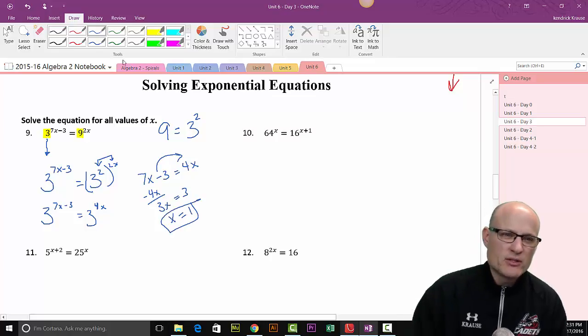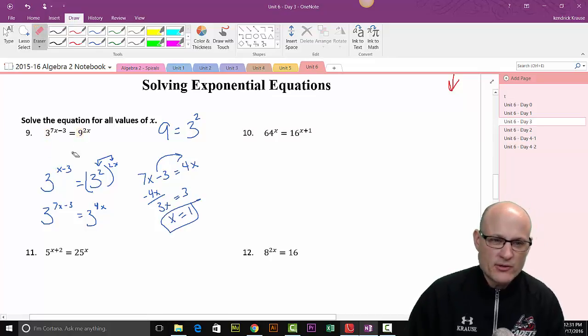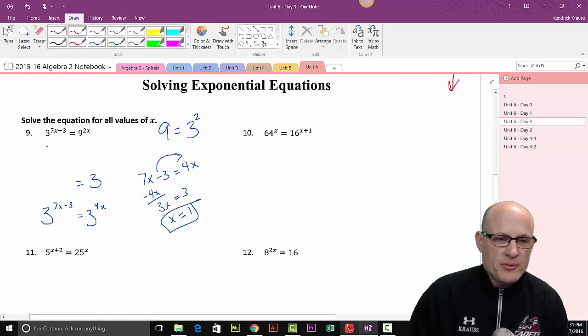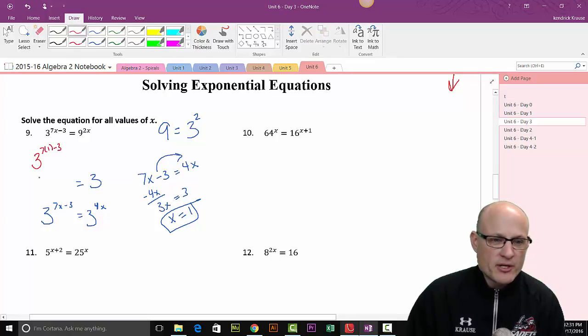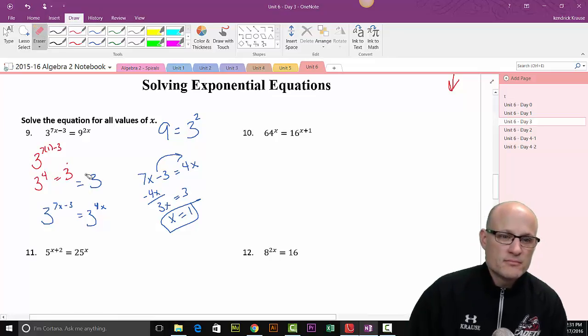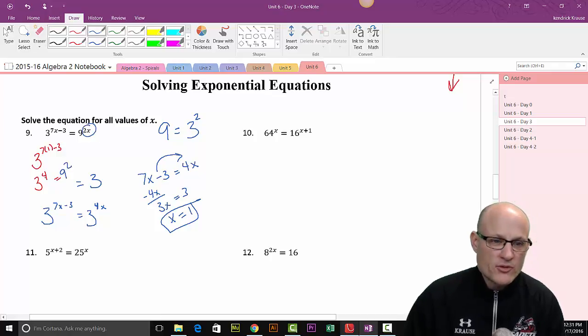Now this is really, really easy to test. I can either test using my calculator, or I can just use my brain. This becomes 3 to the 7 times 1 minus 3. In other words, this becomes 3 to the 4th. And on the right, I get 9 squared, because I just put a 1 in there. So 3 to the 4th is 81, 9 squared is 81.